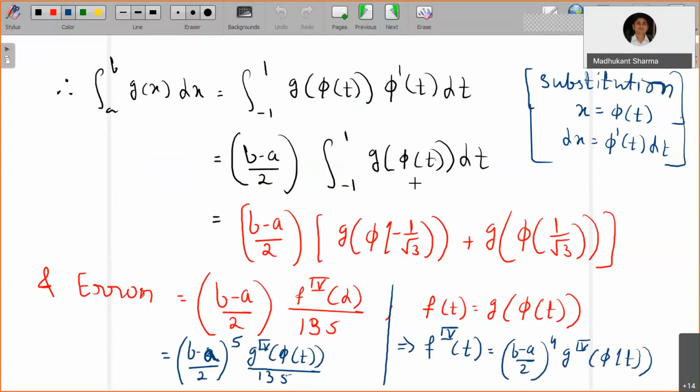Now you can treat this as f of t. Now you know the Gauss 2-point rule. The Gauss 2-point rule says that this is equal to f of -1 by root 3 plus f of 1 by root 3. So this is here, and then you can write the error term in a similar way. Okay, so let's take your questions now.